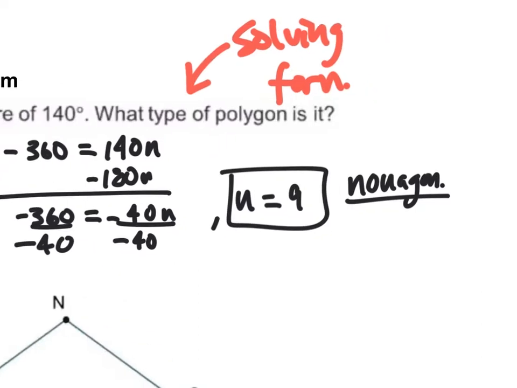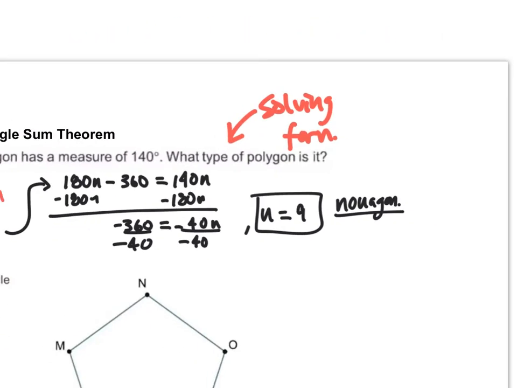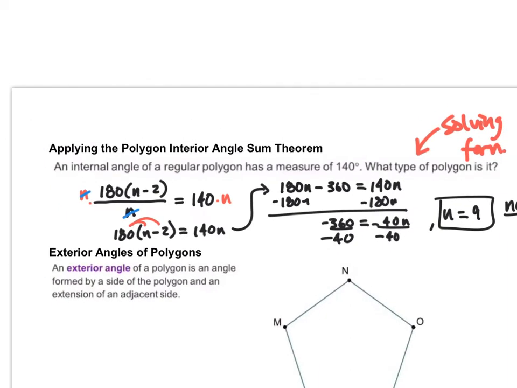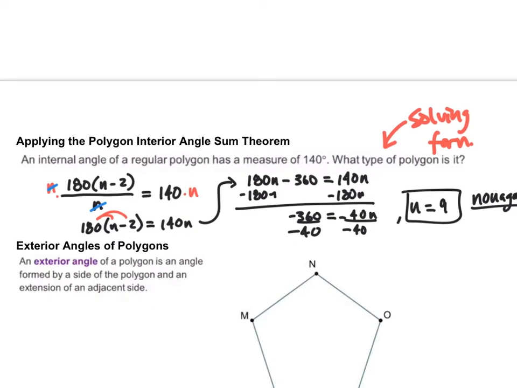If you think about it, it's the same thing that we did on the previous page, except I'm not trying to find what one of those angle measures is. I'm trying to figure out what type of figure it is if all the angles in a polygon are 140 degrees. I can use this formula here.